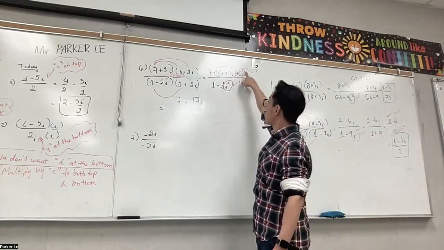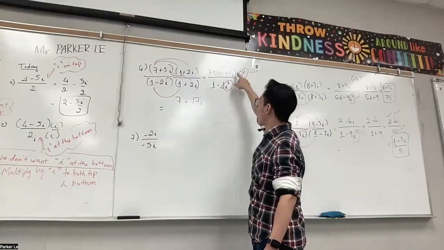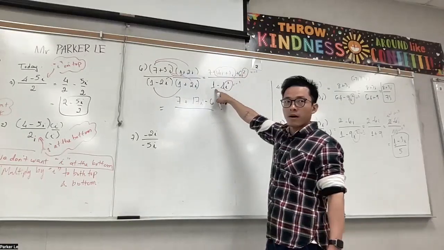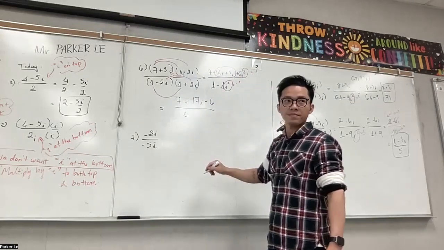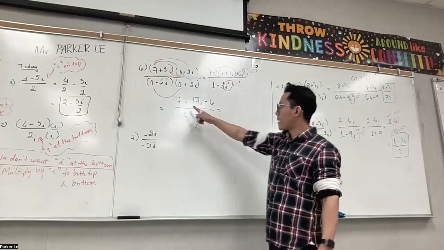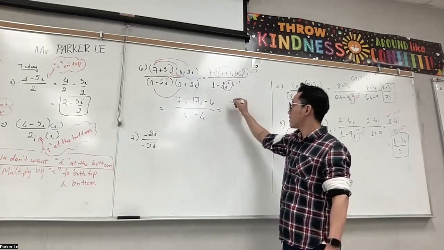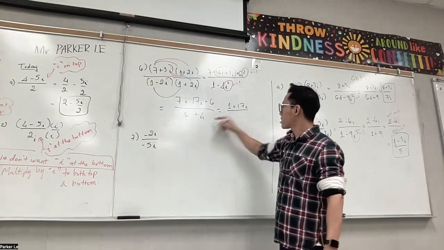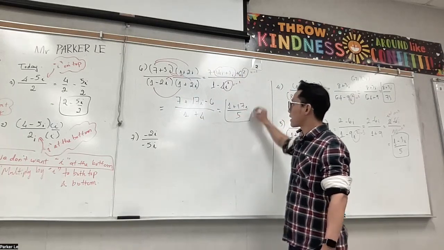Negative i squared, so due to the i squared, you change that to flip the sign. How about the bottom? 1 what? Plus 4. Very good. So combine our terms: 7 minus 6 is 1, and 1 plus 4 is 5. That's going to be your answer.